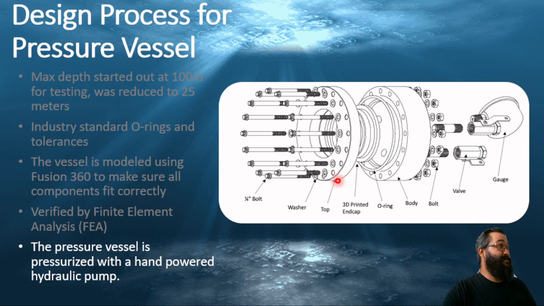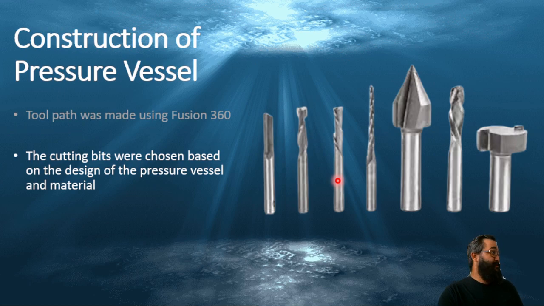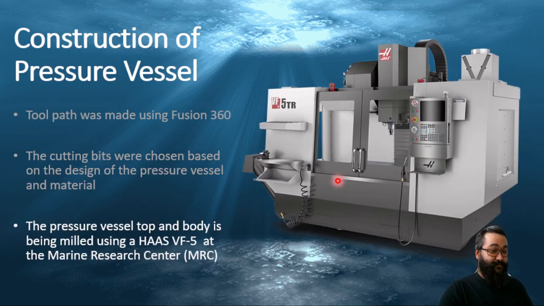Now that the pressure vessel has been designed, I needed to actually make it. For the construction of the pressure vessel, I used Fusion 360 to design the tool path that will be used to mill it out. I chose the cutting bits based off of the geometry of the pressure vessel, based on the radiuses of the O-ring grooves that I got from the Parker handbook, and the inside diameter of the cutout that I needed to be removed. After these tools were picked, I could use a CNC milling machine.